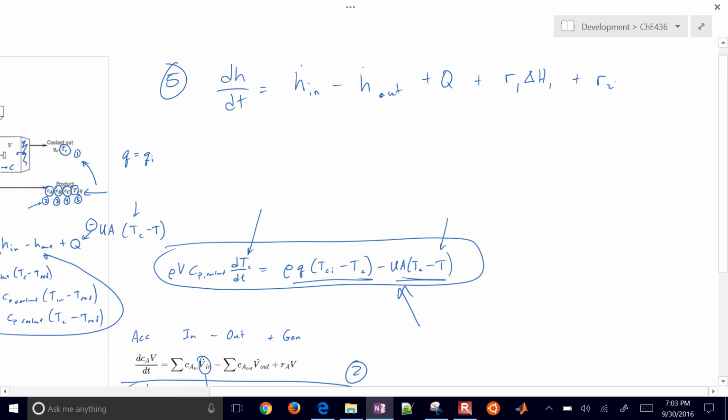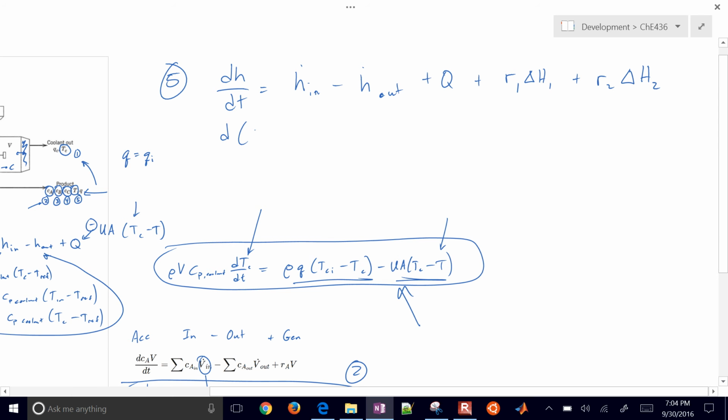Okay, plus rate 2 times delta H 2. Okay, so plugging all of this in, we have D, and then we have mass times the C sub P. So this is going to be a mixture of the different components that we have. Then we have T minus T ref, and then dt. Let's just expand it a little bit more.